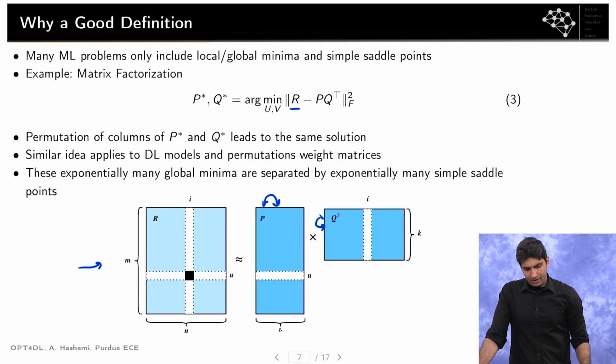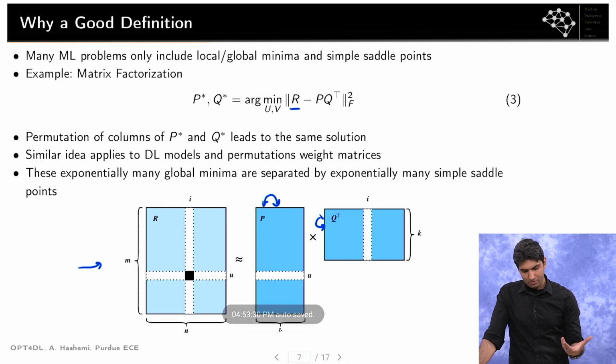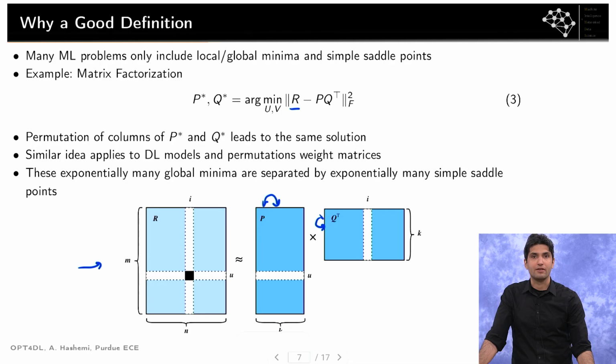Now, we have a lot of these global minima, and it turns out that these global minima are separated by simple saddle points. So the kind of solutions that I have are simple saddles as well as global minima. If I give you an algorithm that can avoid these simple saddles and find a second order solution, it is therefore guaranteed to find the global solution.